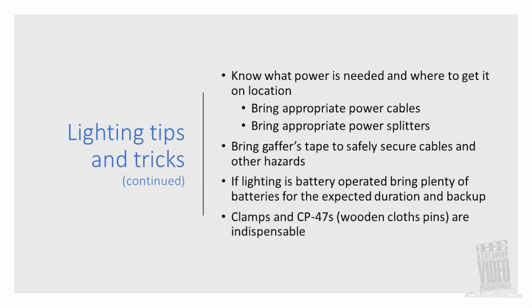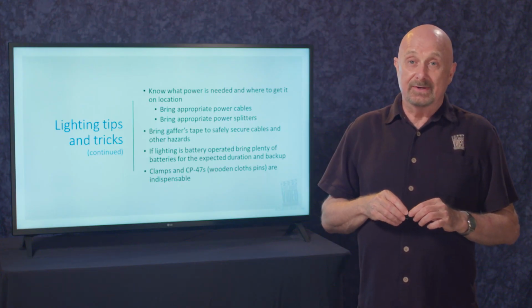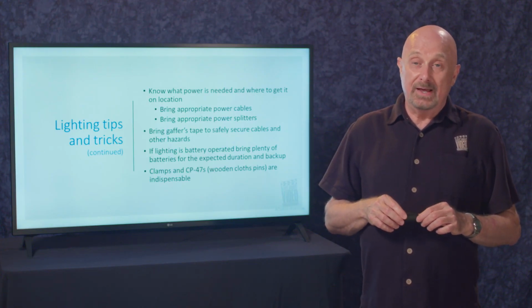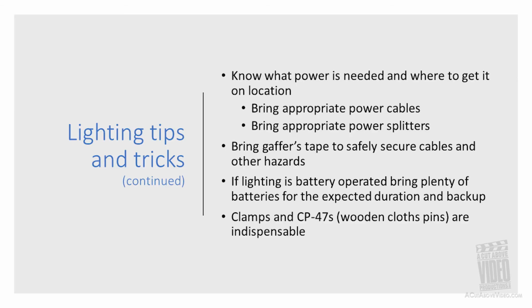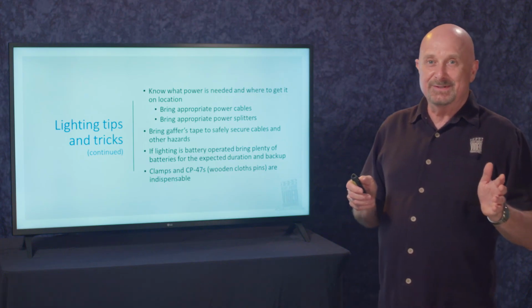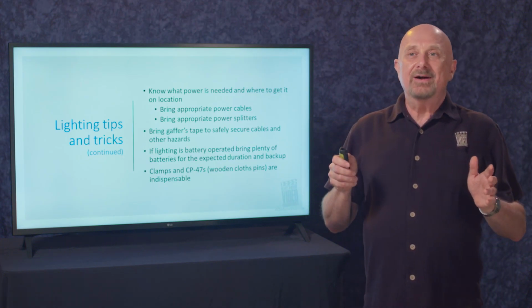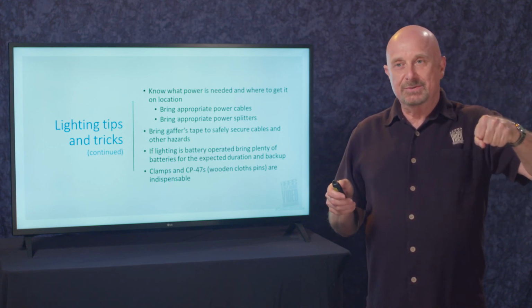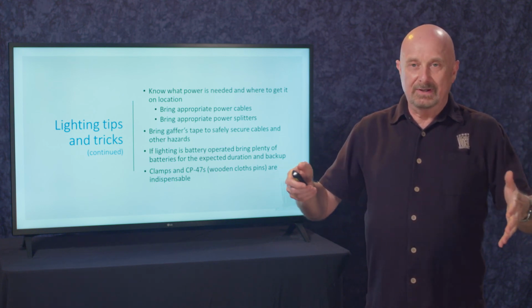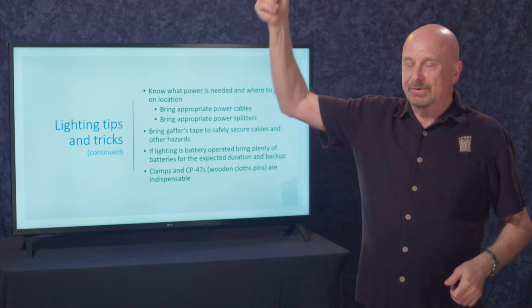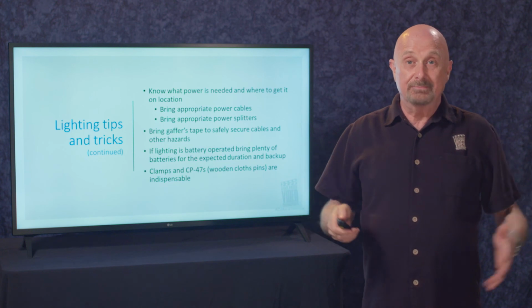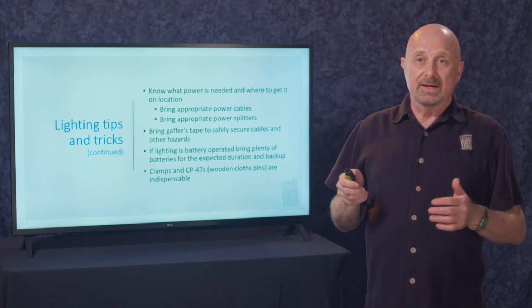If lighting is battery powered, make sure you bring enough batteries because the last thing you want to do is have a very expensive shoot where you've got a whole lot of people involved, all messed up because your battery went dead. Clamps and CP47s, just a cute name for clothespins, CP47. We bring them out on our shoots all the time. We bring a bag of clothespins and a whole box of clamps. For clamping gels, for holding something down, for holding up cables, for holding up white cards, bounce cards, all kinds of things clamps come in handy for.